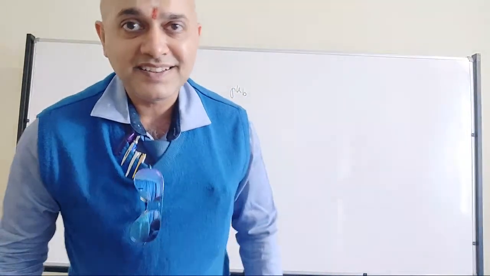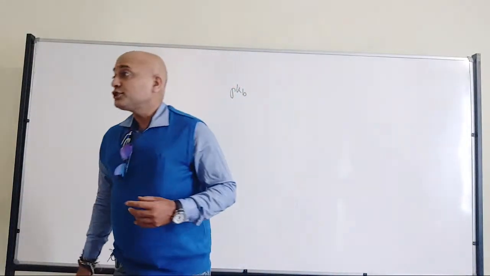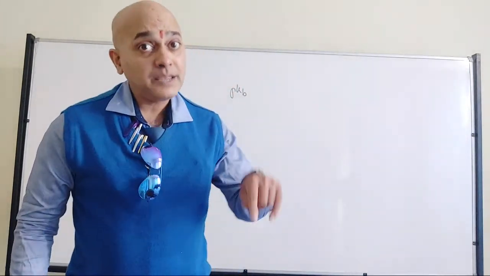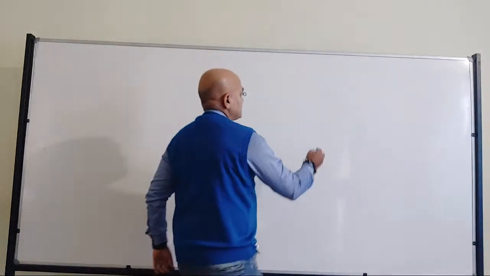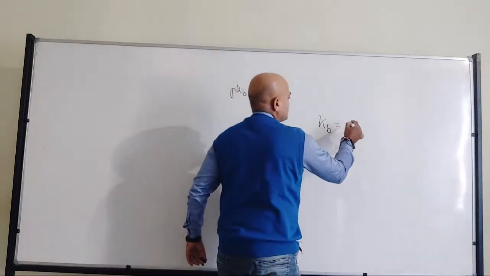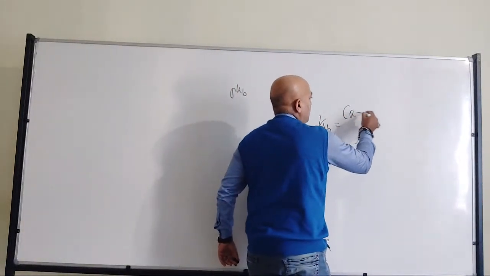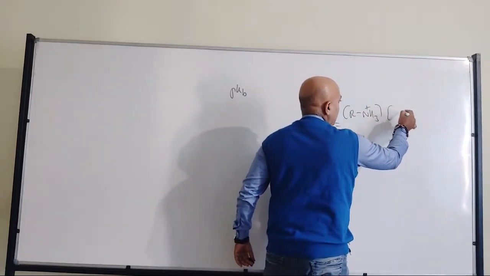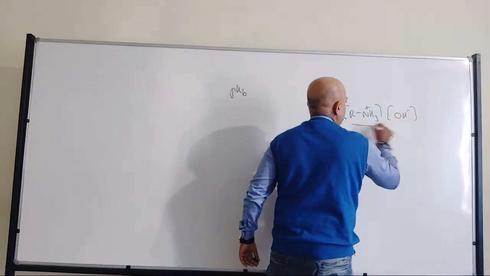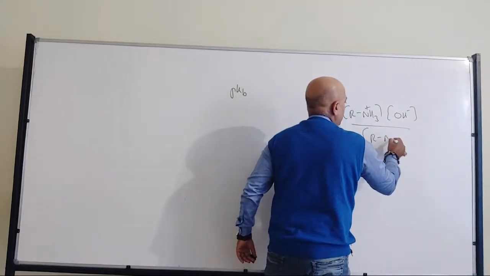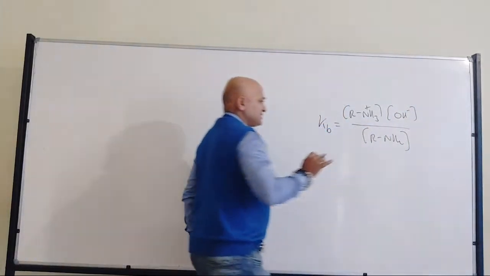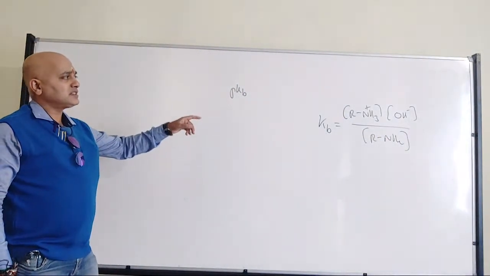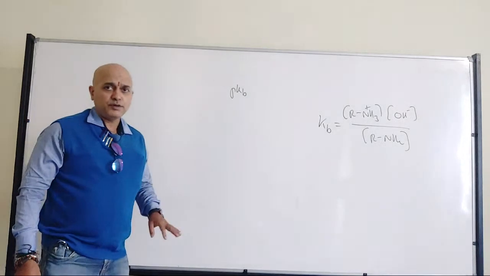Okay, Kritik, you are absolutely right. It should be more. It cannot be less. It should be more because Kb value will be less. Please remember, Kb is equal to [RNH3+] and another product [OH-], divided by [RNH2]. I am considering R, primary amines. R can be replaced by hydrogen if I take ammonia.